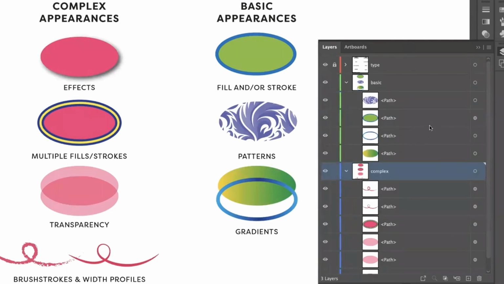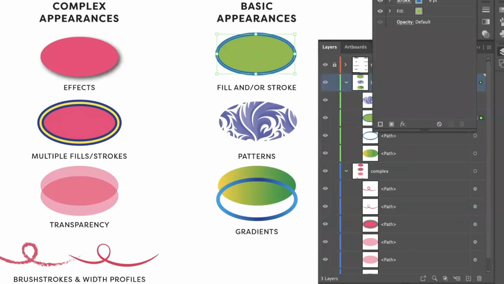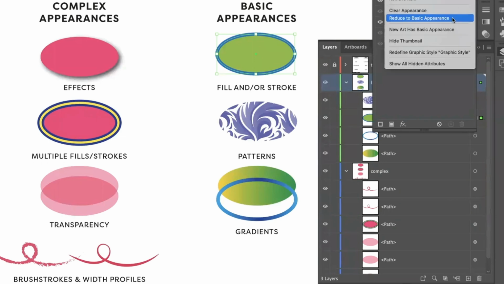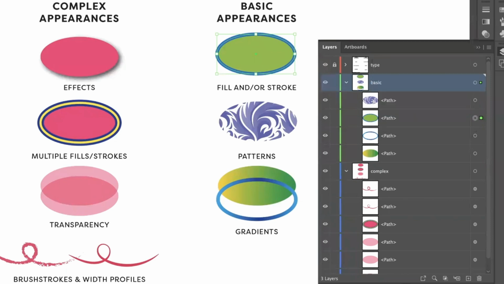And notice that under the basic, let's see, what is this one right here? What did I do here? I somehow made that. I think I've been playing around with this so much that it's no longer a basic appearance. So let me go ahead and reduce it to a basic appearance just because I want this to look the way I want it to look. All right, looks the same, but in the layers panel, you can actually see what is a basic appearance and what is a complex appearance.